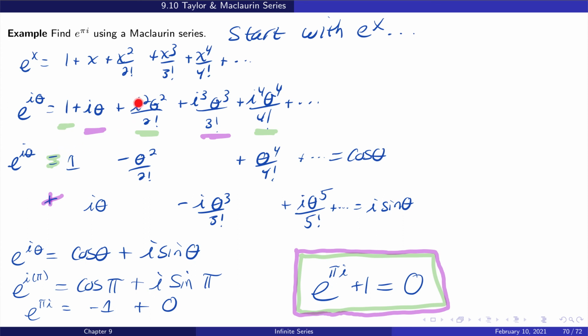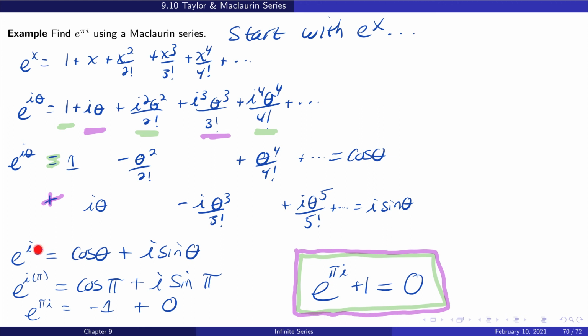So I have 1, i squared is negative 1, so minus theta squared over 2 factorial. i to the 4th is positive 1, so that's theta to the 4th over 4 factorial. And this pattern is cosine theta. If I take the other ones, i remains, so I have i theta. i cubed is negative i, so I have negative i theta cubed over 3 factorial. i to the 5th over 5 factorial. That's the same thing as saying i times sine theta. So that means that e to the i theta is the same thing as cosine theta plus i sine theta.